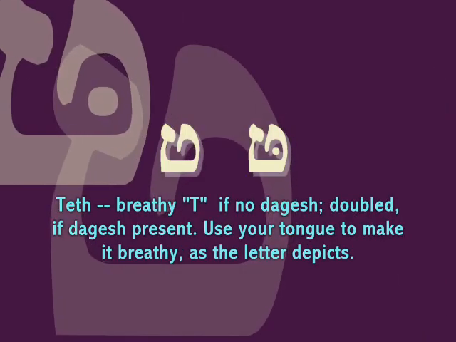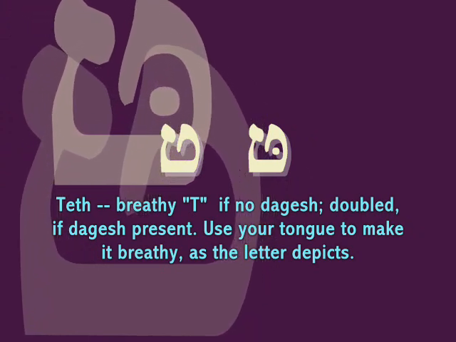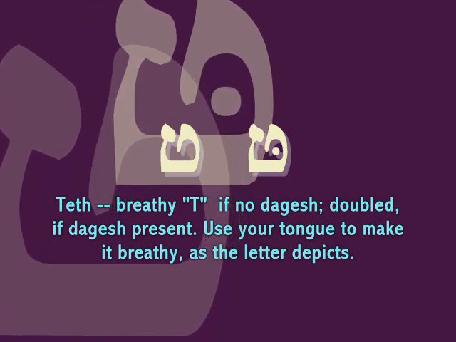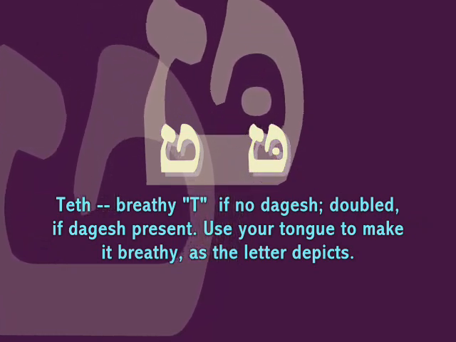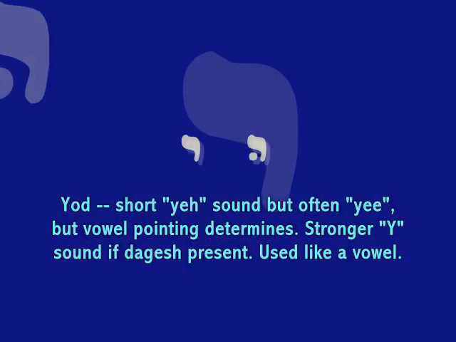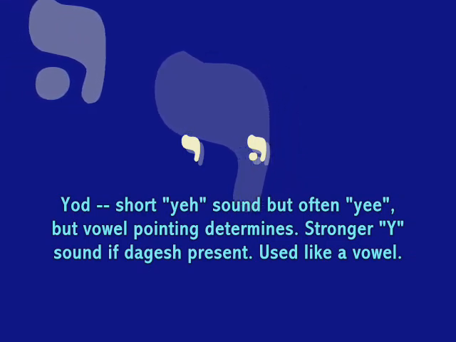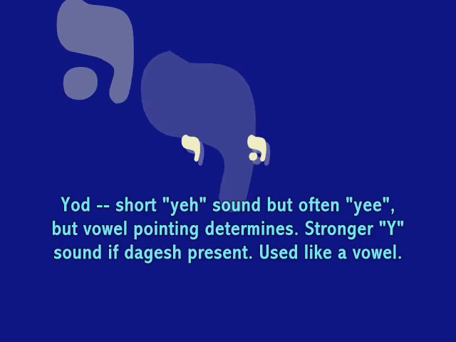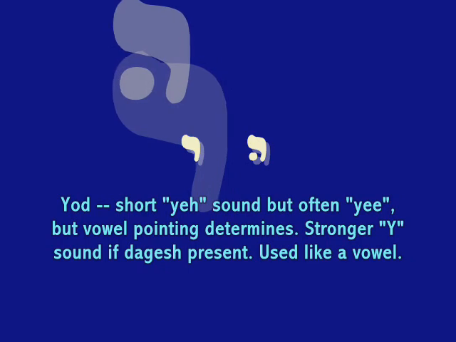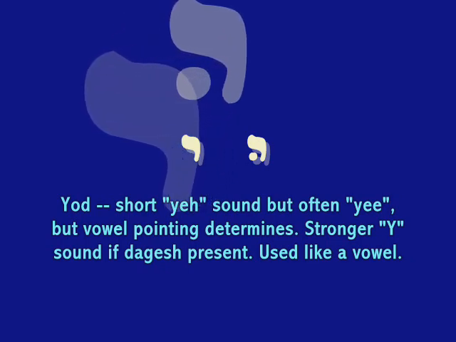Next is tet. Now they say it's T as in toy, but it's not really, how do I want to say this? It's breathy. Next is the yod. Now, yod is often pronounced like an R-E sound, but it's more often like a y. And whether it's a y or a ya depends on the vowel point below it.